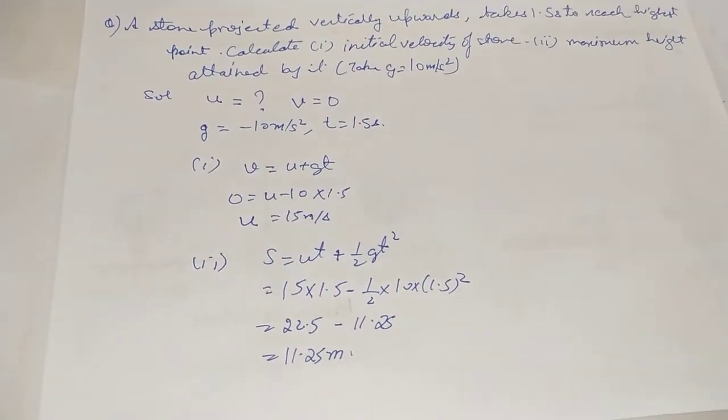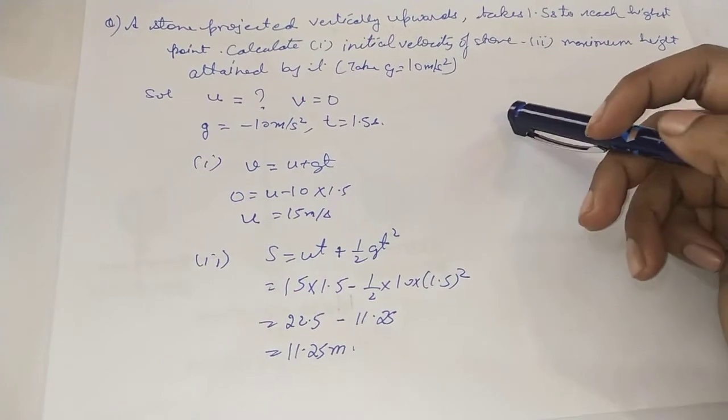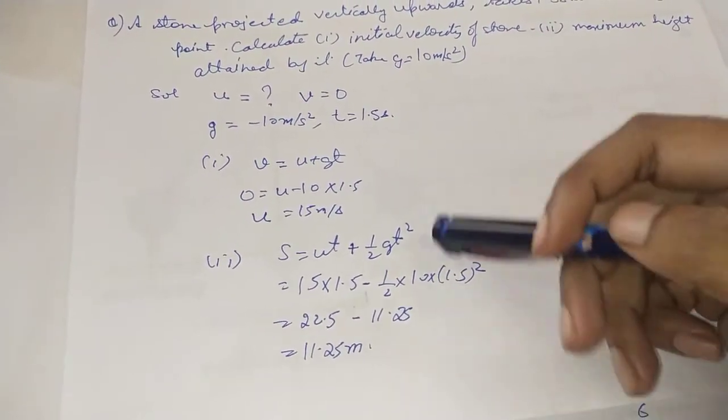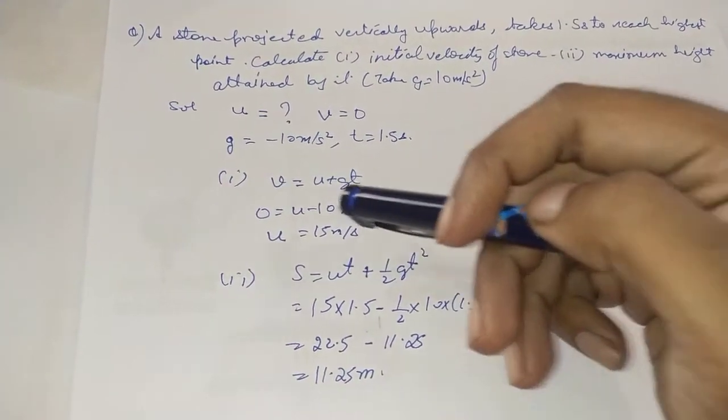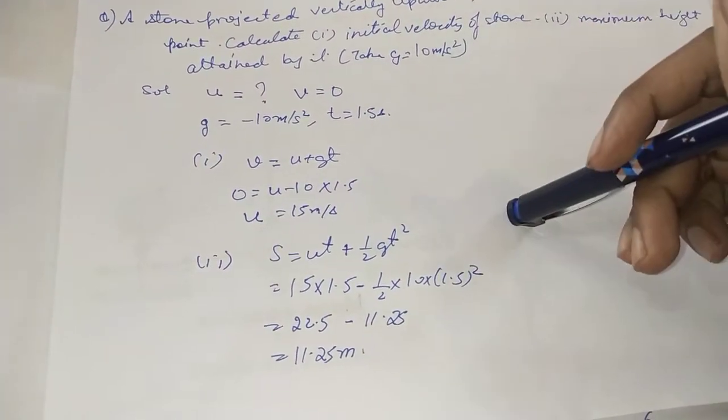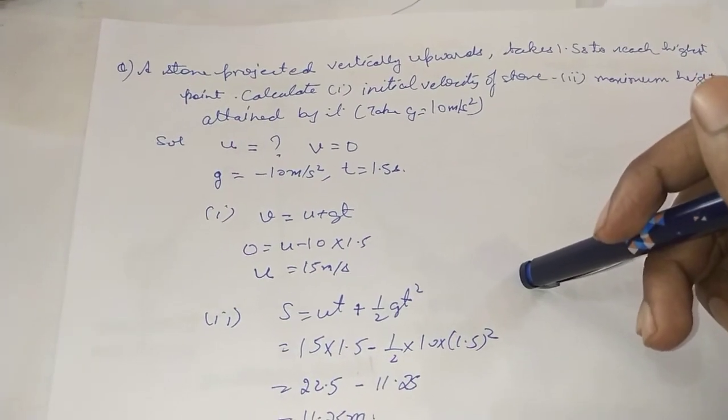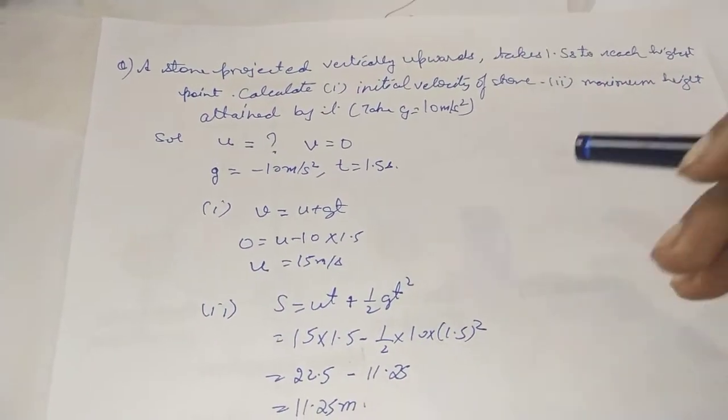Alright, okay. This was when the object was going in the upward direction, so that is why the value of g is taken to be negative. Whenever an object is dropped down, in that case the value of g will be taken as positive. Remember this thing, this is very important.